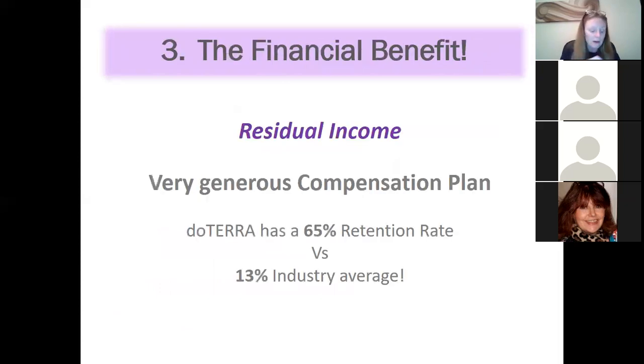Then there's a huge financial benefit to being part of it. So that is a residual income. So that's something that really excites us when we are older and we want to be able to retire. We know that we're still going to have an income being generated by our business. The compensation plan is very generous. It's one of the best, if not the best, in network marketing. And doTERRA's retention rate is 65% versus 13% in industry average. So that's a massive difference. You know that you're going to be getting repeated business month in, month out.